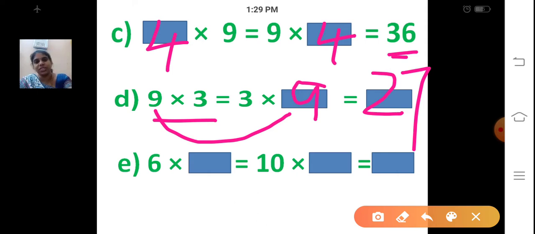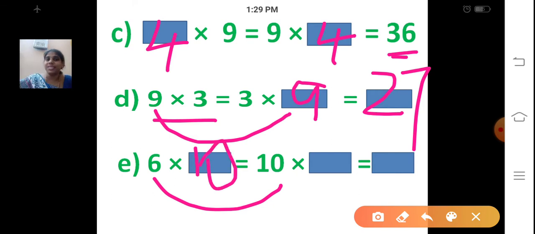So here shall we write 6 into 10? 6 into 10 is equal to 10 into, just change the order, 10 into 6. Here this 10 is missing, right? Just write that 10, okay? So 6 into 10 is equal to 10 into 6. 10 sixes are? Yes, 60. 10 sixes are 60. So if you change the order also, the answer will be the same. Product will be the same.